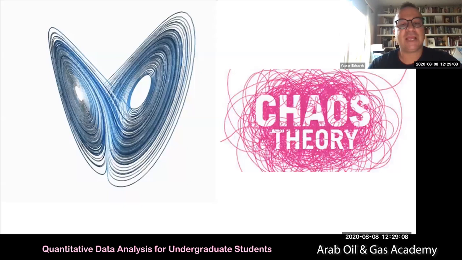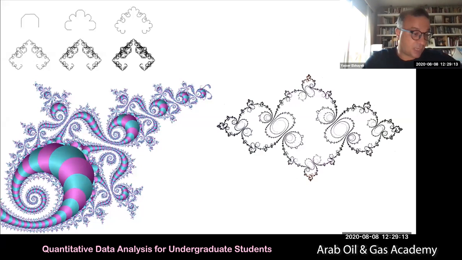Then come other people, and this is a very interesting branch of science that I would like you to look into if you're interested, which is called fractals. Fractals are the repetition of natural phenomena. The beginning is, as you see here, a simple curve or a simple pattern. And then you repeat the same pattern over and over again. So you repeat the same pattern here, and here, and here, and here.